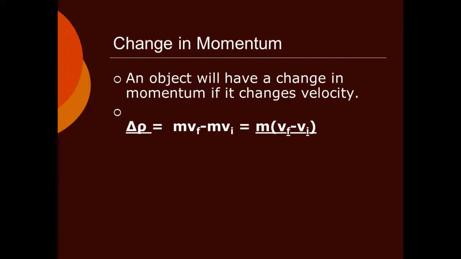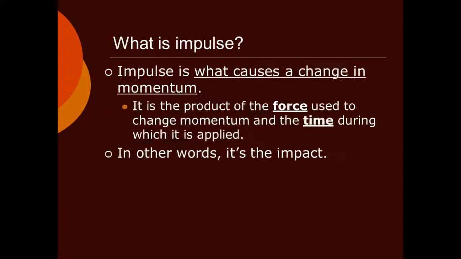In regard to possibly running into that brick wall, which would be a massive collision, we need to talk about the concept of impulse. And impulse is what causes that change in momentum. You've got to have something to cause an object to change momentum. We can talk about that in terms of energy. We can talk about that in terms of Newton's laws, because Newton said that force causes a change in motion. So impulse will actually be the product of the force used to change momentum. You've got to apply a force. It's that multiplied by the time during which the impulse is applied.